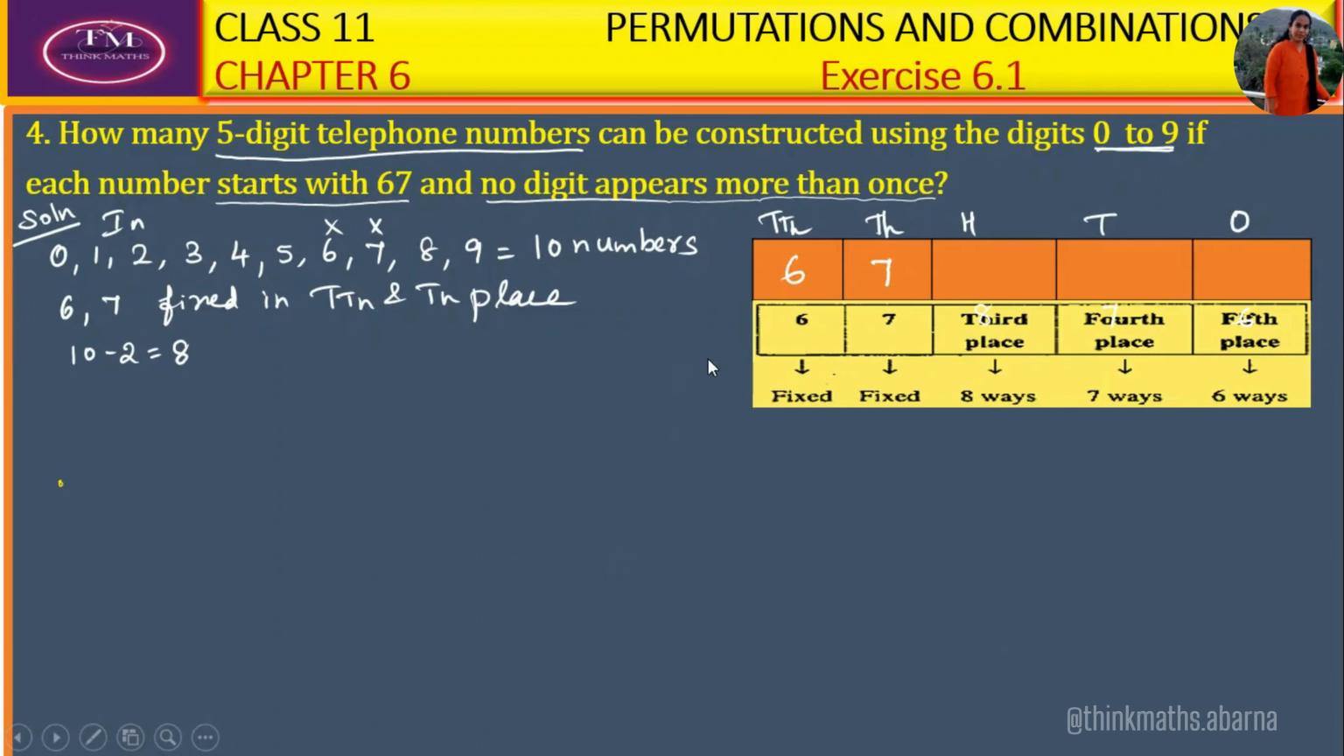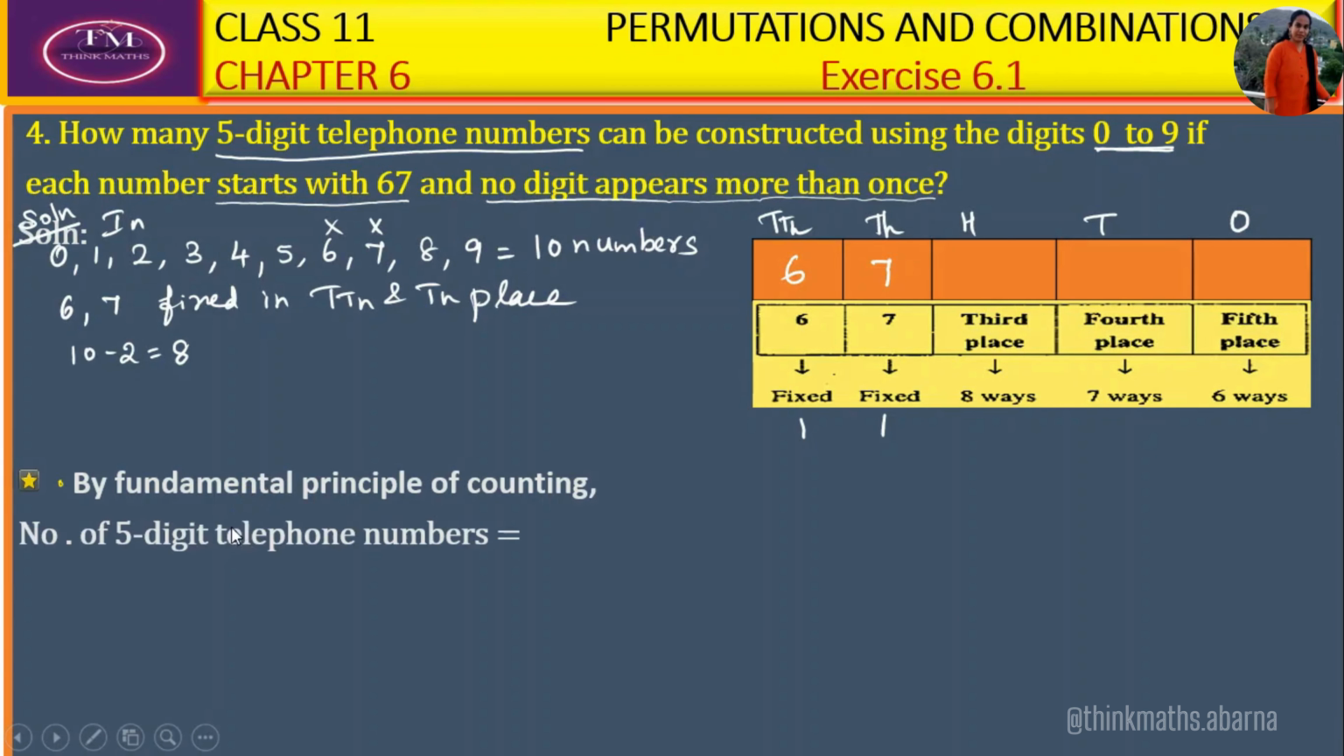Okay. Now let us have this. So in the 6th and 7th, this is fixed. So we have only one option for the 10,000th place and one option for the 1,000th place. In the third place, you have 8 ways. In the fourth place, you have 7 ways. In the fifth place, you have 6 ways. So, let me write the solution.